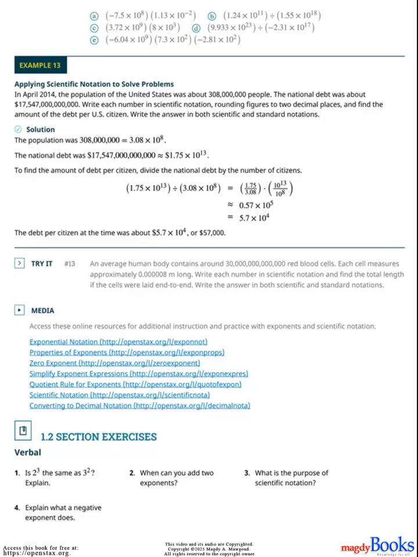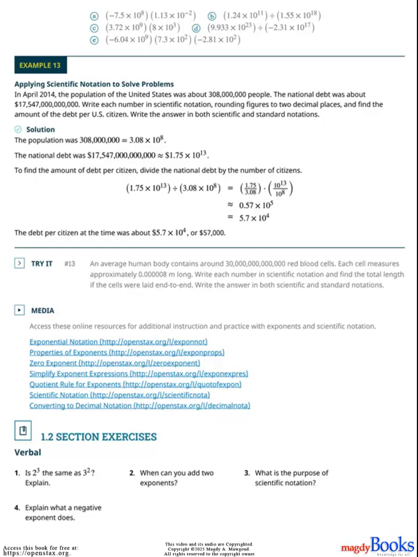Example 13. Applying scientific notation to solve problems. In April 2014, the population of the United States was about 308 million people. The national debt was about $17,547 billion. Write each number in scientific notation, rounding figures to 2 decimal places, and find the amount of the debt per U.S. citizen. Write the answer in both scientific and standard notations.